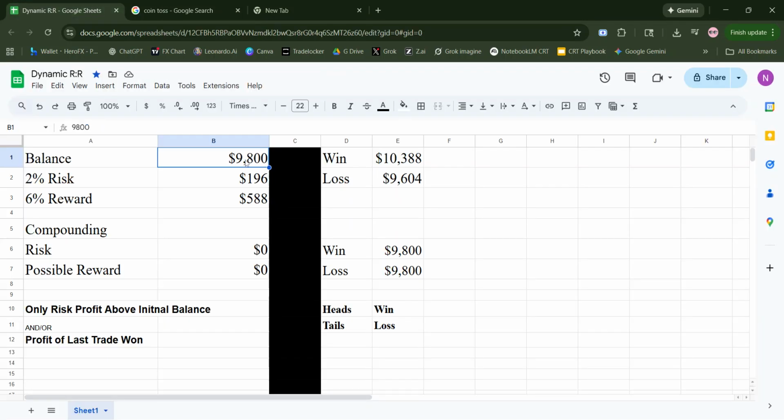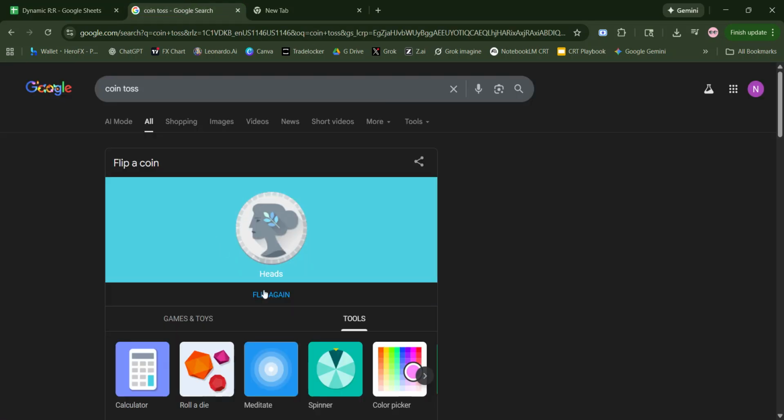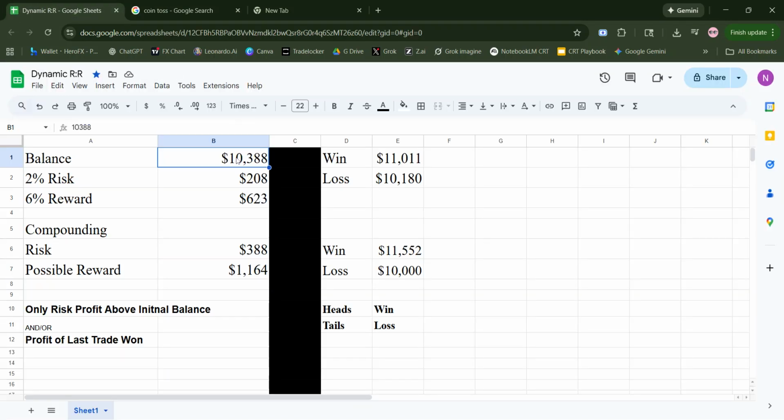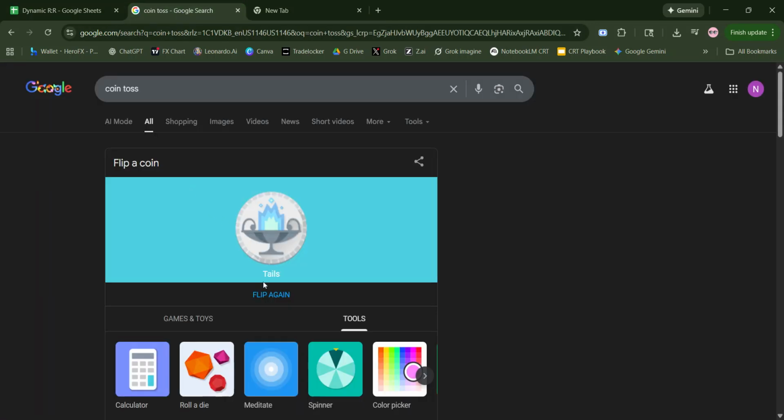Okay, so we won. So we're back up to 10,388. We're going to risk the 388. Okay, I lost it, so I'm back down to 10. I'm not upset about losing 388 because that was the broker's money. That's not mine. That's their loss, not mine. I still, after all this trading back and forth, I still have all my money. So why am I upset? I'm not. I don't care.